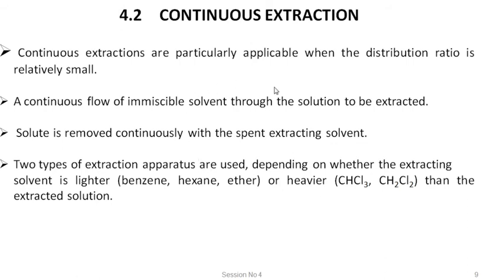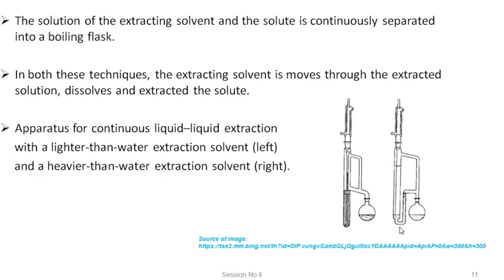You will have a particular compound and then you are going to send the solvent from bottom to top or from top to bottom. This is called continuous extraction. The solution of the extracting solvent and the solute is continuously separated in a boiling flask. So what has been extracted will be separated in a boiling flask. In both these techniques, the extracting solvent moves through the extracted solution, dissolves and extracts the solute.